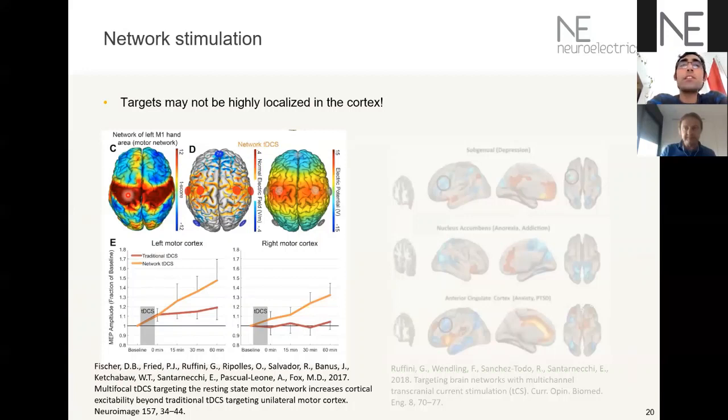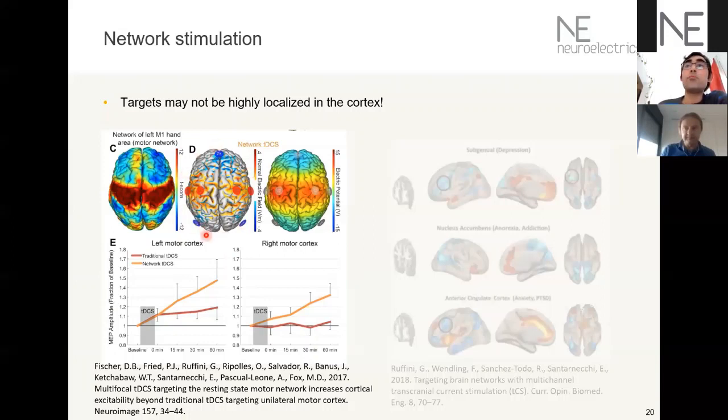So we used resting state fMRI to determine the regions that were correlated and anti-correlated to that seed point located on the left motor cortex. And then the rationale for stimulation was the following. The regions that were positively correlated with activity on this seed point, we marked for excitation, whereas regions that were inversely correlated to the seed point, we marked for inhibition.